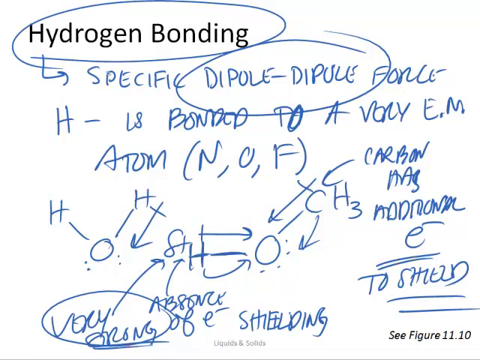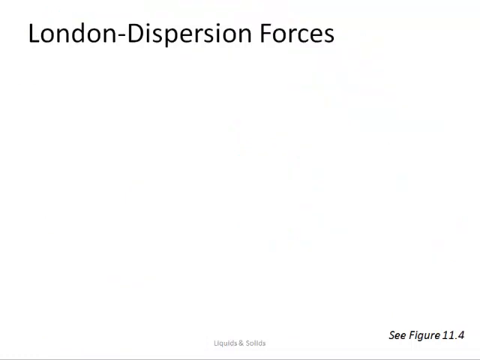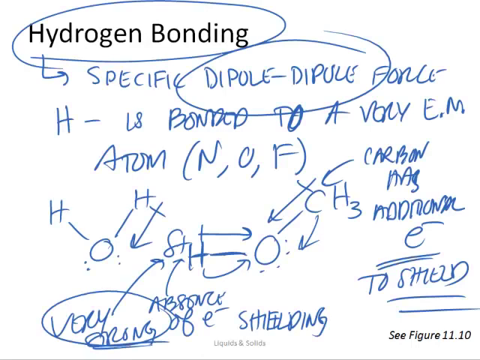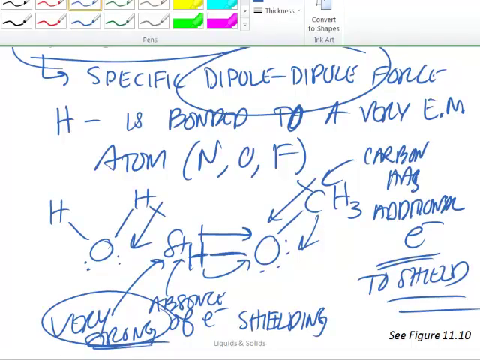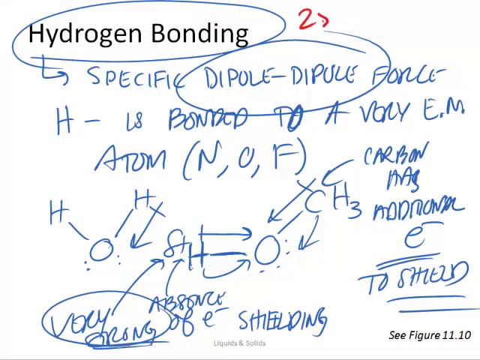Okay, and we'll take a look at a couple of examples to illustrate how big of an effect hydrogen bonding has after we discuss London dispersion forces. So London dispersion forces, actually we should go back and we can say that hydrogen bonding, because it's a special case, is our second strongest intermolecular force.